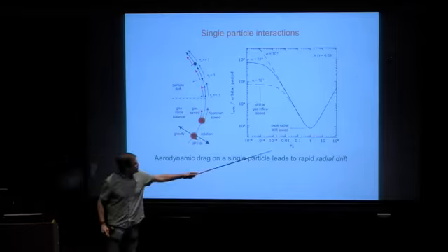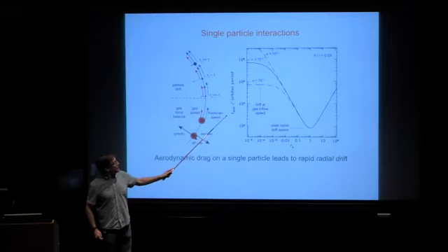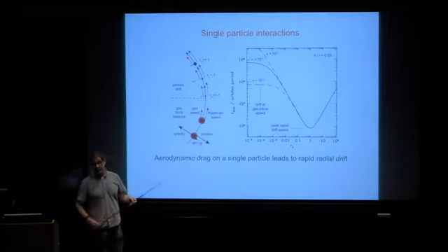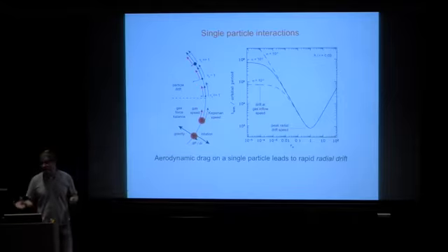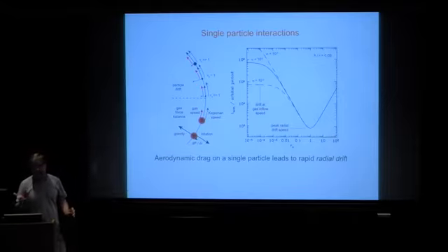So here's this dimensionless stopping time. Here's the drift speed in orbital periods. It can be as fast as 1,000 orbital periods, so 1,000 years at 1 AU. So solid material can move around in the disk very, very easily.